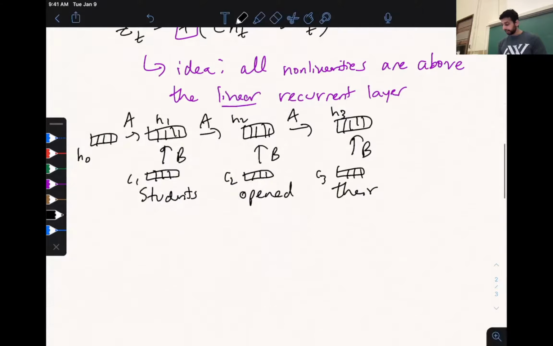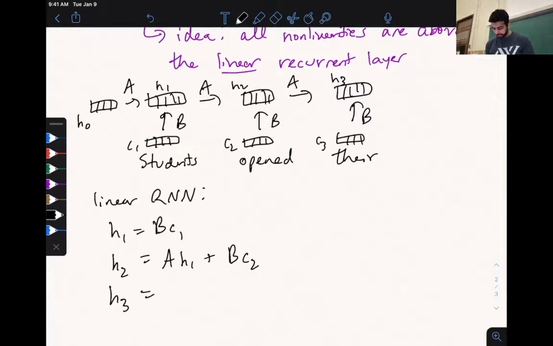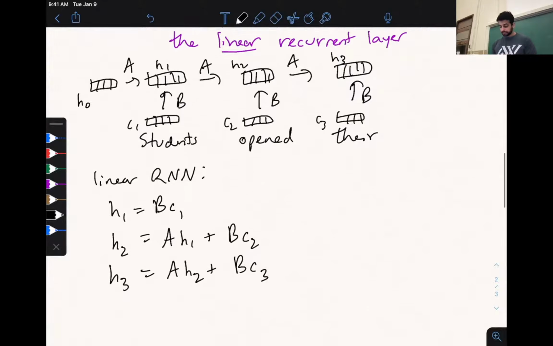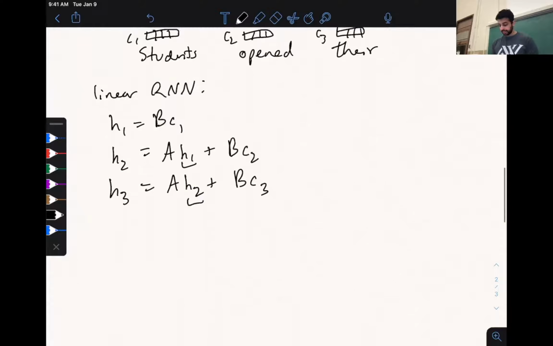Now, in our linear recurrent network, the computation of H sub 1 is just B times C1, right? We're just going to ignore H sub 0. And H sub 2 is A H1 plus B C2, and H sub 3 equals A H2 plus B C3, right? So we'll just unroll, write out the equations for these three time steps. Now, let's actually look at the computations if you unroll like this H sub 1 and this H sub 2 and write out all of the different terms in this equation.